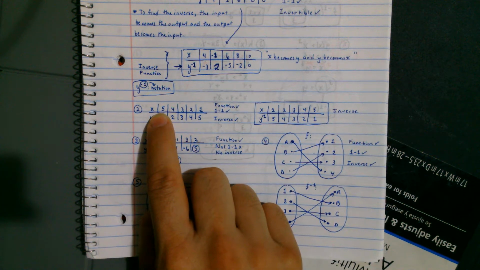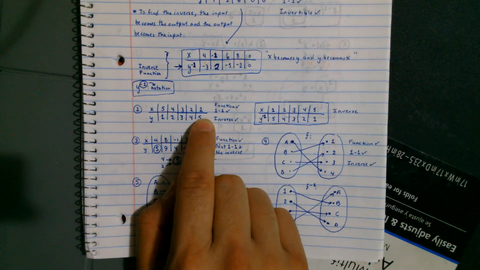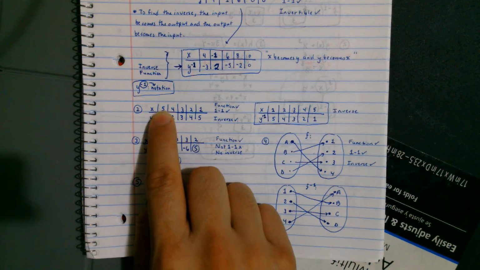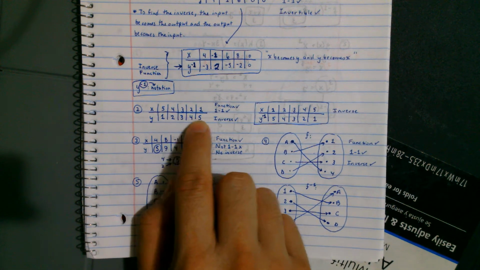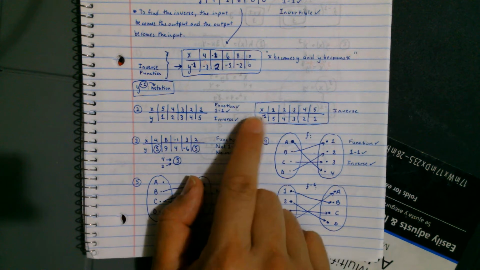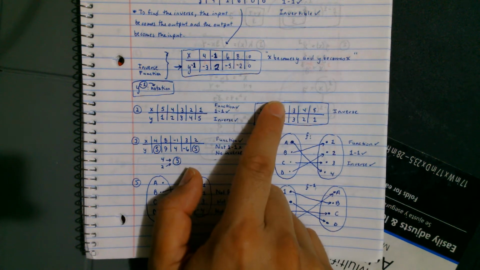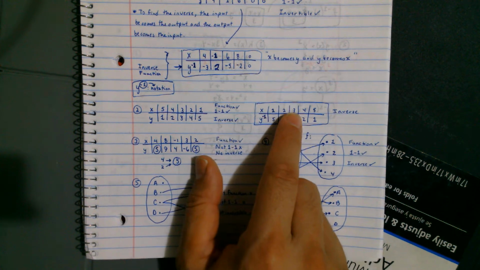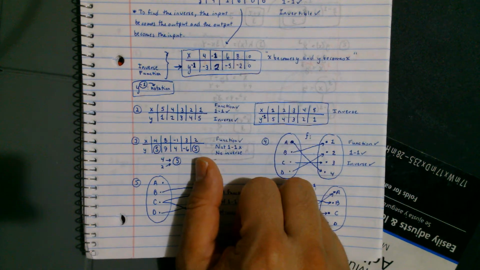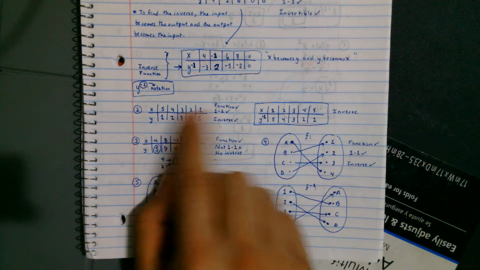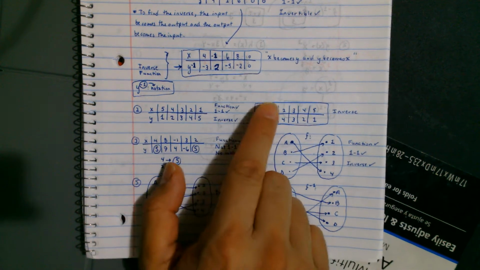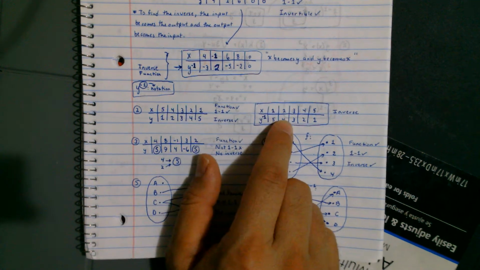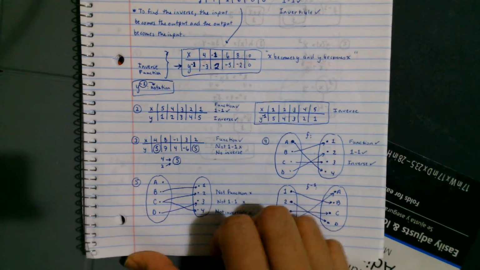Here, every x has a y, no x repeats, so it's a function. Every y is faithful. No single y appears more than once, so it's invertible. For the inverse, you can see 5, 1 becomes 1, 5; 4, 2 becomes 2, 4; 3, 3 becomes 3, 3; 2, 4 becomes 4, 2; and 1, 5 becomes 5, 1.